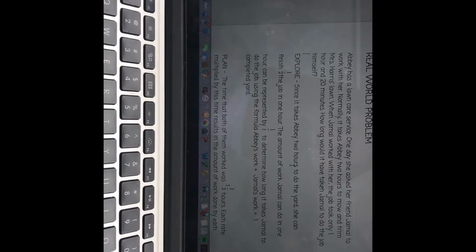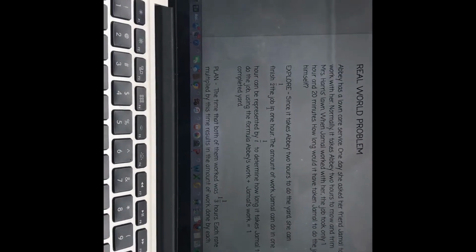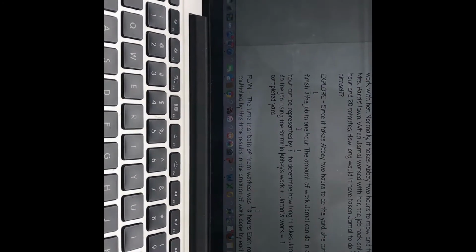So let's move on to the explore part. Since it takes Abby 2 hours to do the yard, she can finish half of the job in 1 hour. The amount of work Jamal can do in 1 hour can be represented by 1/t. To determine how long it takes Jamal to do the job, we use the formula: Abby's work plus Jamal's work equals 1 completed yard. So that's what we're going to do, and then we're going to move on to plan.